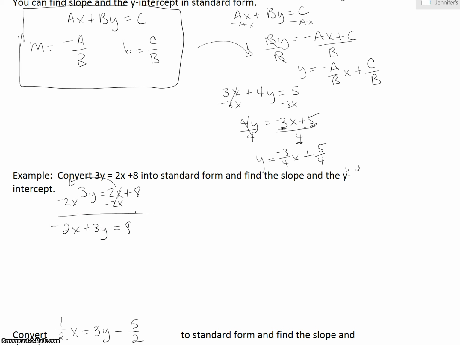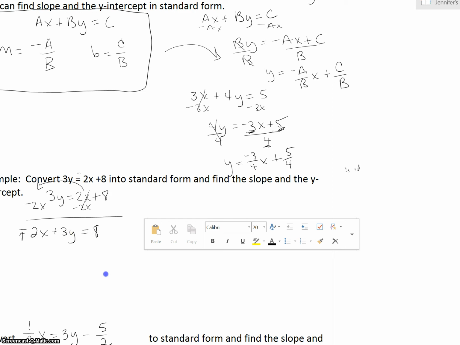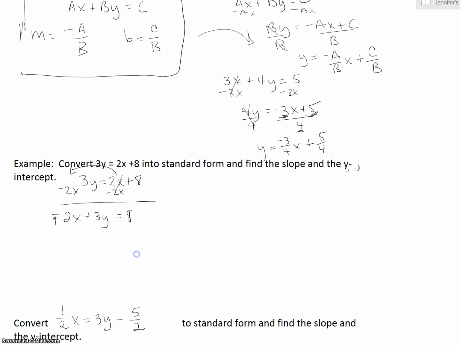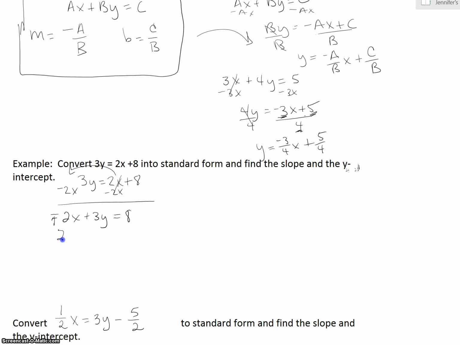And I told you that we can't have a as a negative, and if you see, there's a negative right here. So to get rid of that, we just divide everything by a negative, which means we change all the signs. So this becomes a positive 2x minus 3y equals negative 8. And this is standard form for that line.